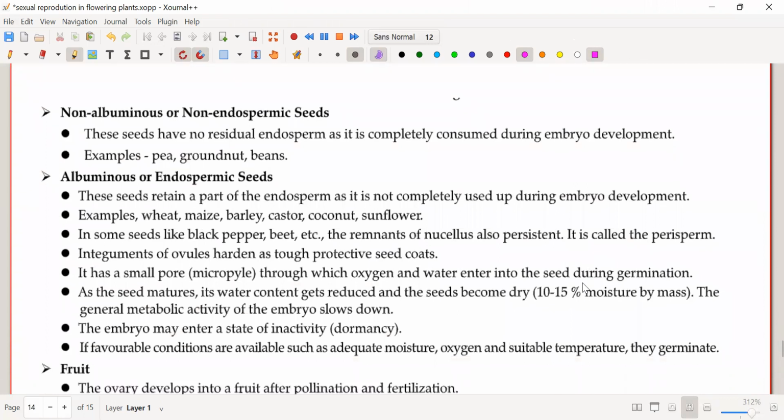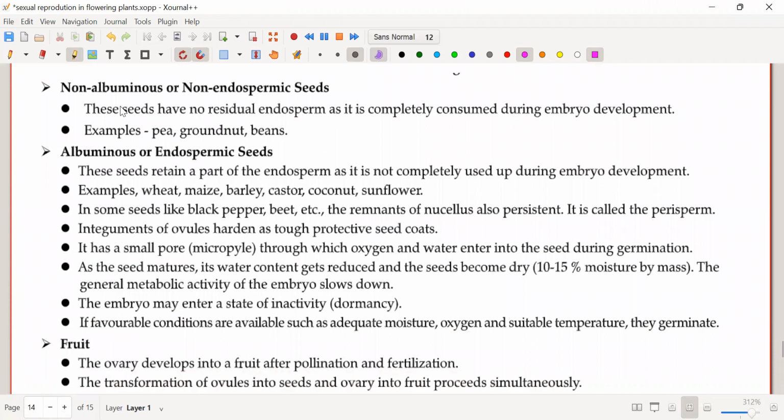Non-albuminous or non-endospermic seeds. These seeds have no residual endosperm. That is, endosperm is completely consumed for embryo development. Example, pea, groundnut, beans. Albuminous or endospermic seeds. These seeds retain a part of endosperm as it is not completely used during the embryo development. Example, wheat, maize, barley, castor, coconut, sunflower.